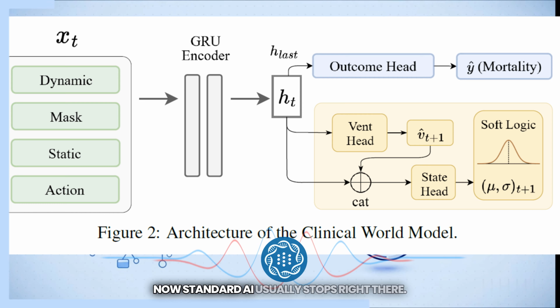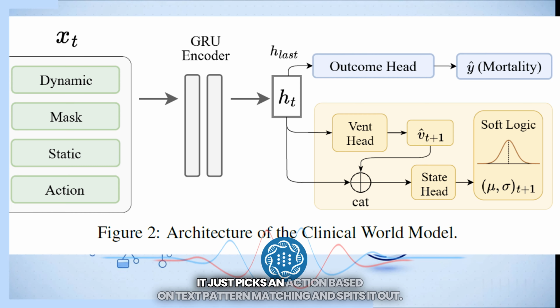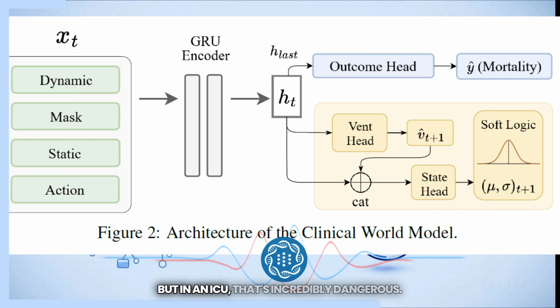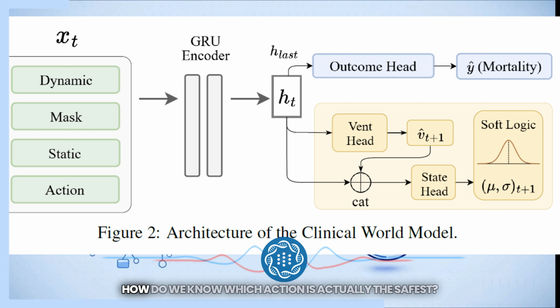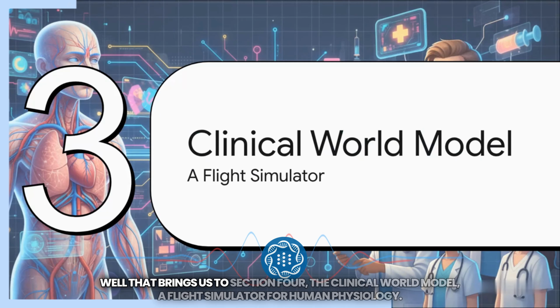Now, standard AI usually stops right there. It just picks an action based on text pattern matching and spits it out. But in an ICU, that's incredibly dangerous. How do we know which action is actually the safest? Well, that brings us to Section 4, the clinical world model, a flight simulator for human physiology.